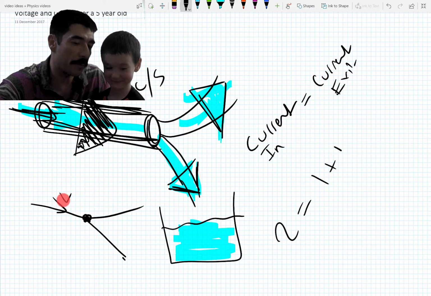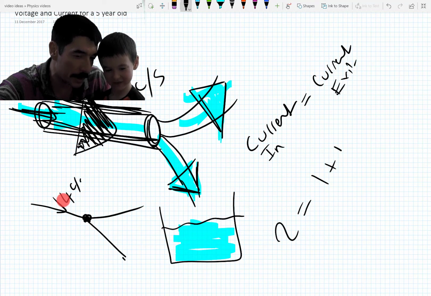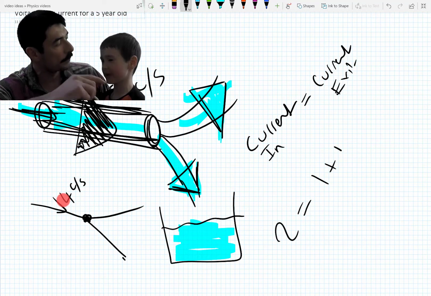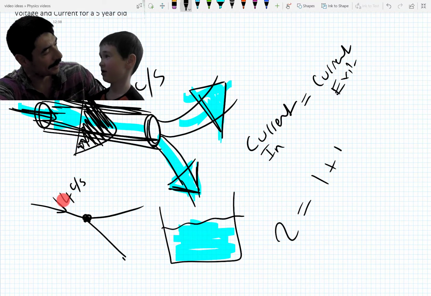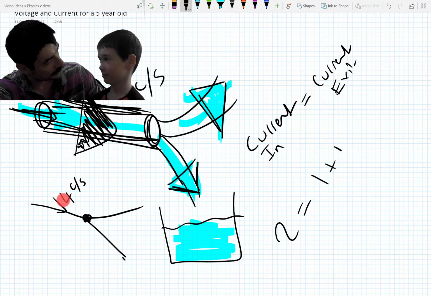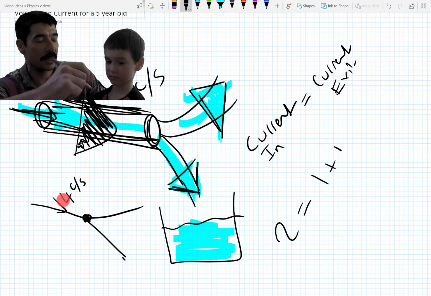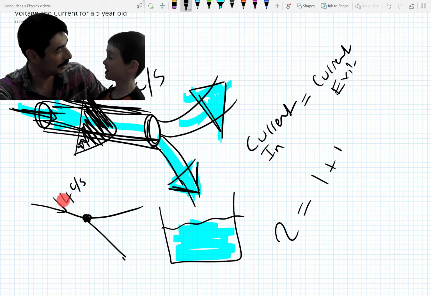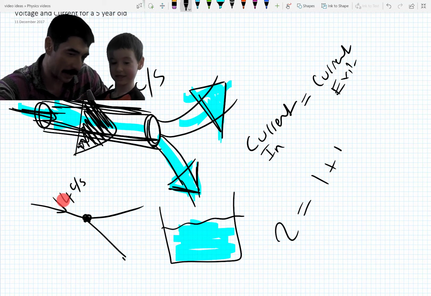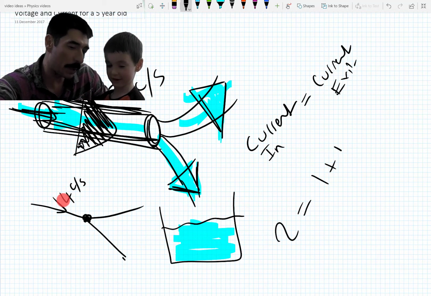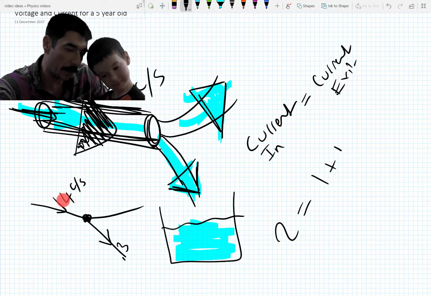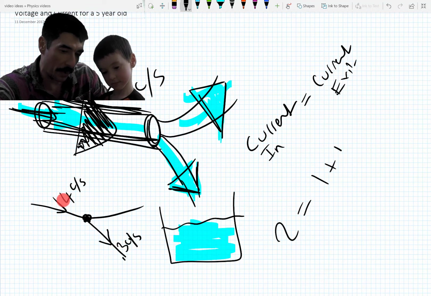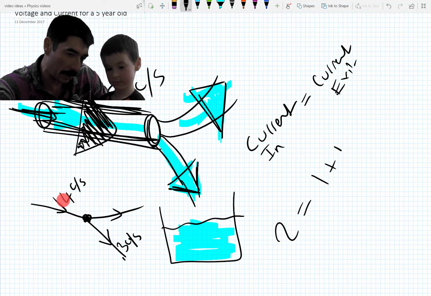I want you to pretend that 4 cups per second go in there. Wait, I haven't asked the question yet. 4 cups per second are coming down there. 4 cups per second are coming in this way. What would happen if 3 cups per second went this way? How many must be going this way?